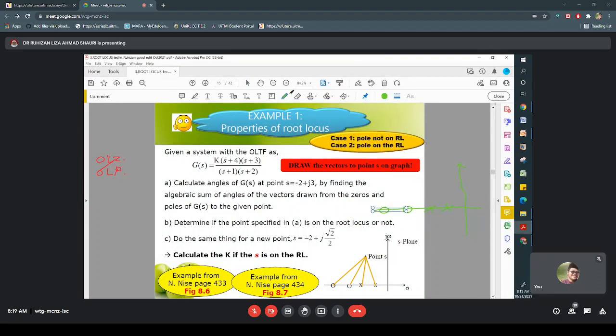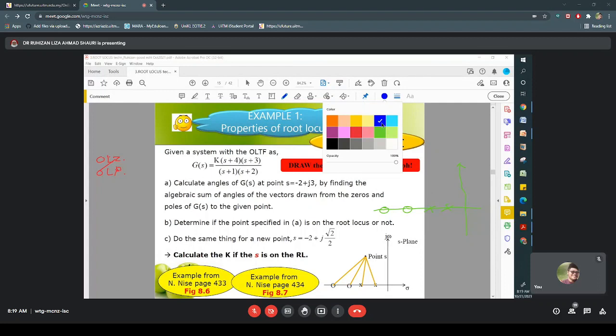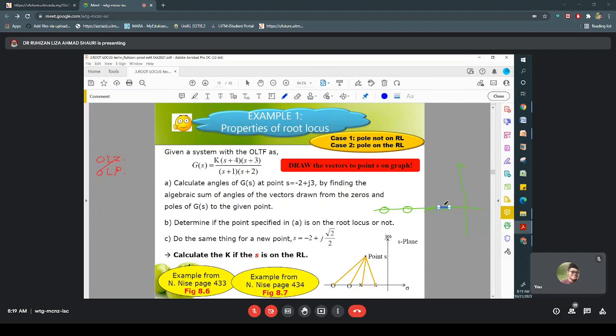Okay, first of all, you draw your S-plane, and then you put in your open loop poles and open loop zeros onto your S-plane. Next, I'm going to show you how I can draw the root locus based on the 5 basic rules. It will be like this. This is actually the arrow that I'm drawing.